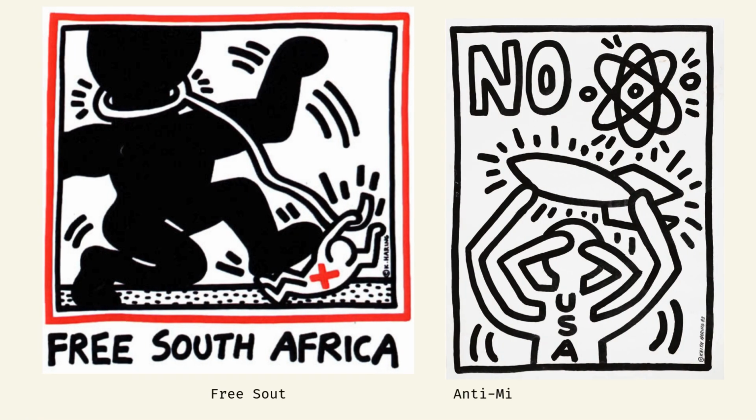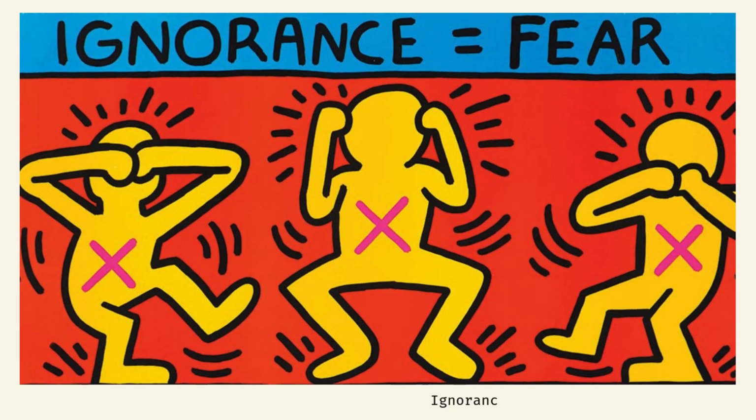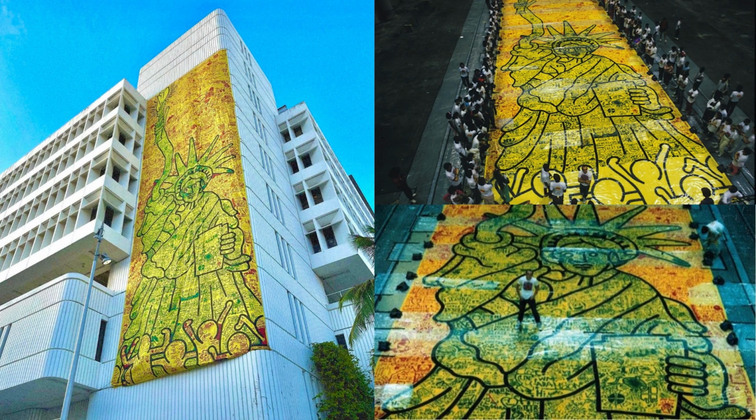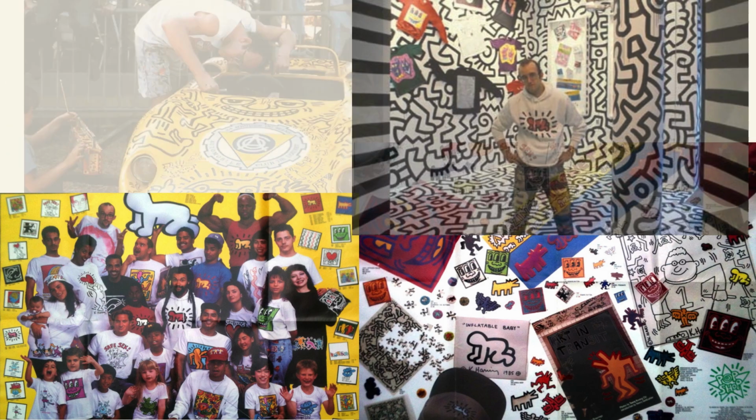But Haring's work wasn't just about fun. He tackled serious social issues. His art spoke out on topics about love, equality, and the fight against AIDS, a disease that affected many people around him. He believed that art could bring people together and spark conversations about important issues. Although he passed away at a young age, Haring left a big impact. His art still inspires people today with its message of unity, love, and activism.